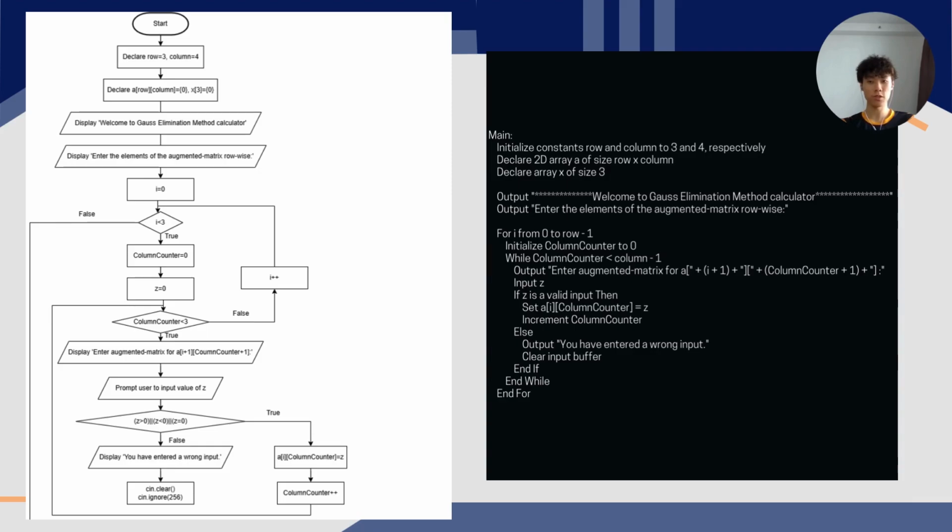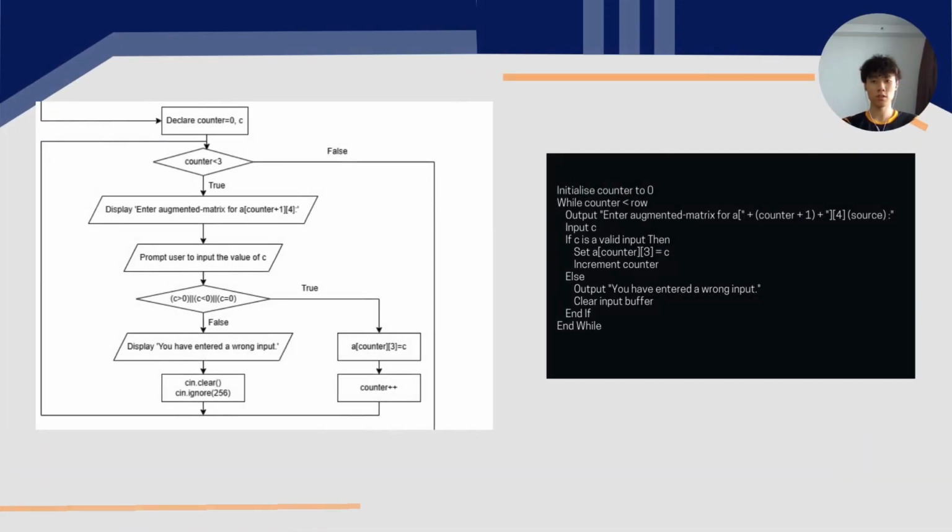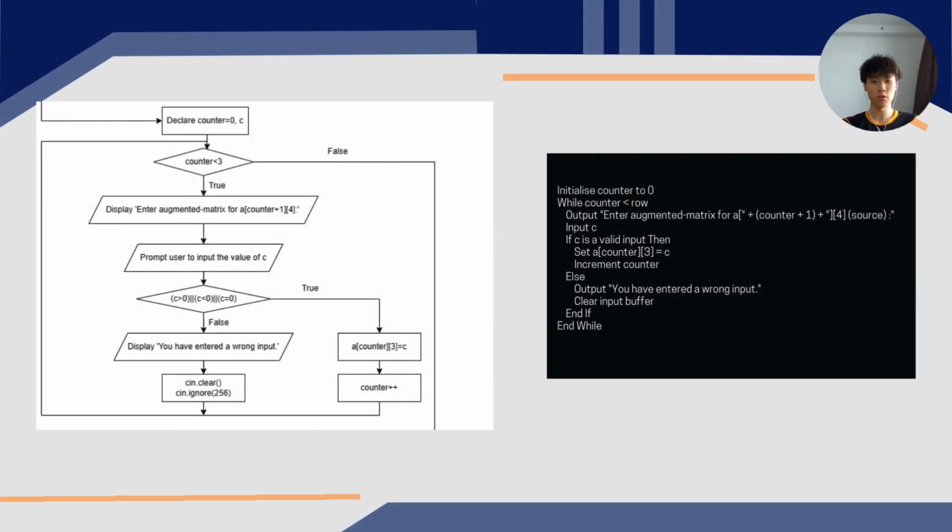The flowchart begins with start, followed by several declarations of variables. We also display the phrase "Welcome to Gauss elimination method calculator" in the beginning. Next is the use of a nested for loop, consisting of a while loop and an if-else statement, for the user to input the coefficient matrix. A reminder will be outputted if the user enters the wrong input. Next, a nested while loop is used to prompt the user to enter the source matrix. A reminder will be outputted once the user enters the wrong input.